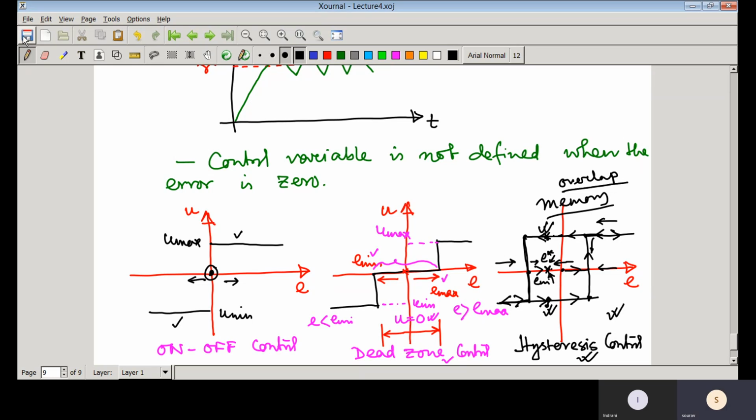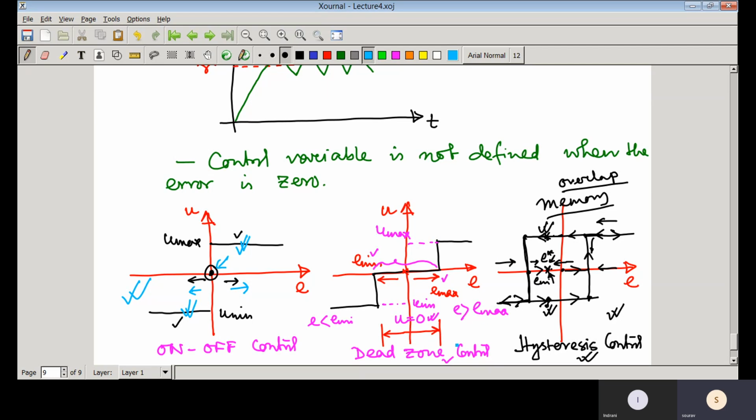So let me summarize the three different types of control strategies. We have discussed the on-off control strategy. In the on-off control strategy, what would be the control input when error equals 0? You do not know. It is undefined. So it actually works in on-off mode. Whenever error is positive, the control input is U max. When error is negative, the control input is U min.